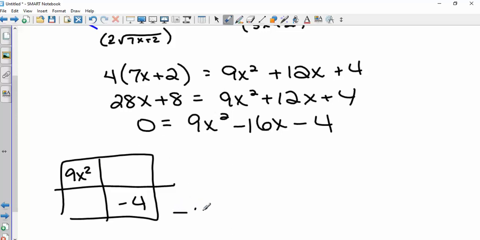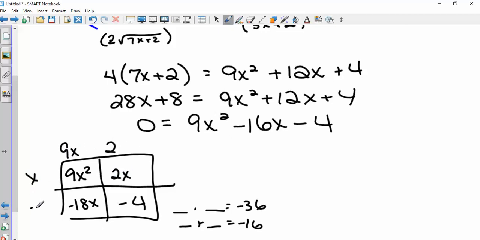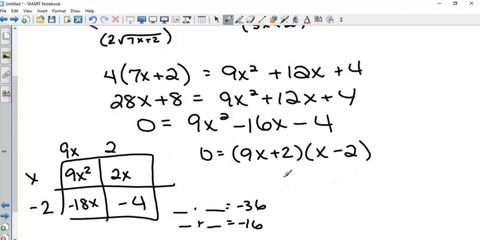So these two things multiply to -36, and they need to add to -16. -18, +2. So factor, we get 9x and 2, x -2. Set each of those to 0, so you get -2/9. And +2.